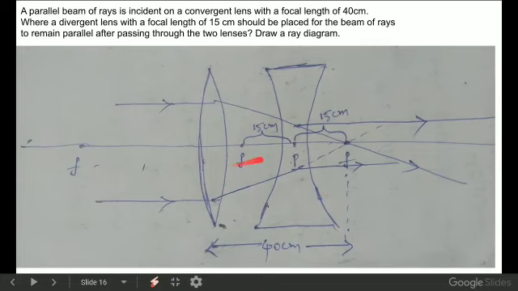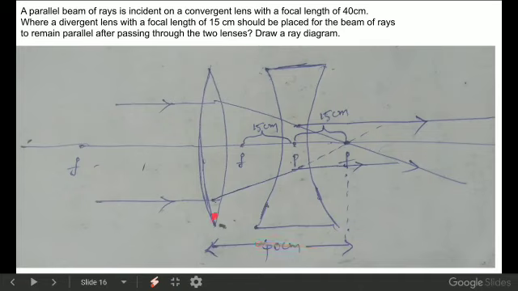See, the right side focus of the converging lens should coincide with the right side focus of the diverging lens. It should be placed like this. The distance from the converging lens to its focus is 40 centimeters, and we should place the diverging lens such that its right side focus coincides with the right side focus of the converging lens. This focus, small f, is the right side focus of the converging lens, and simultaneously it is the right side focus of the biconcave lens also, remember.